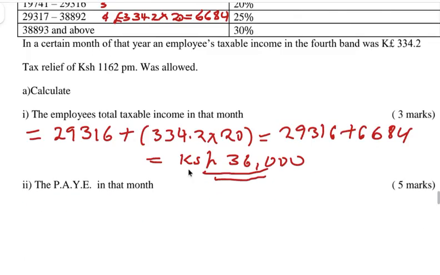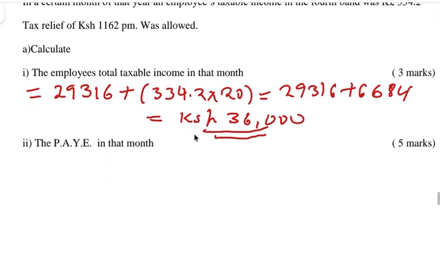So tuendelee. The other question yasema the payee in that month. Payee pia ni rahisi. Payee ni ile tax yako unayolipa. Sawa, ni tax yako unayolipa in that month. So pay as you earn ni hiyo. So for us to calculate payee, lazima tujue tax in the first, the second, the third, and the fourth one. So lazima to calculate step by step.